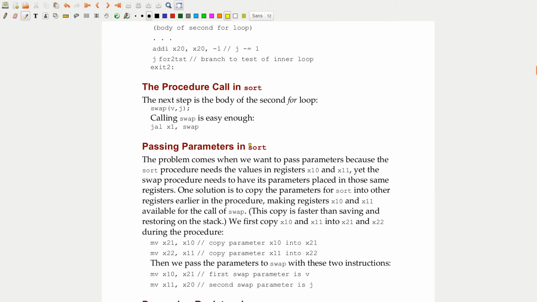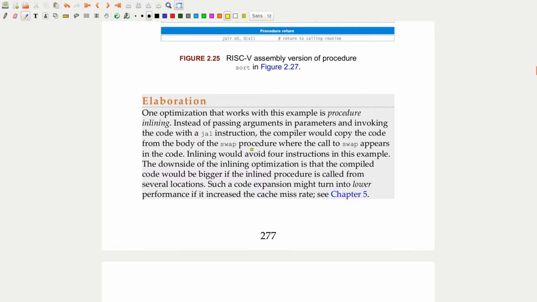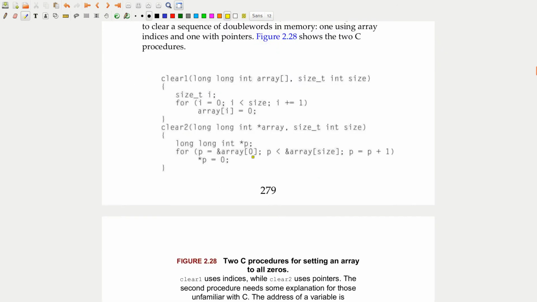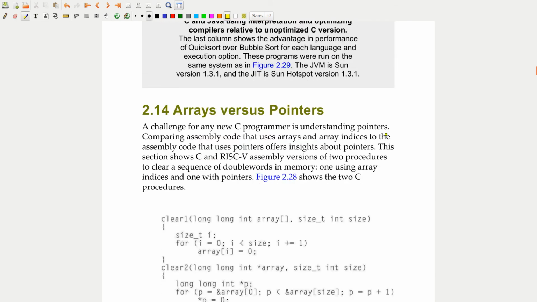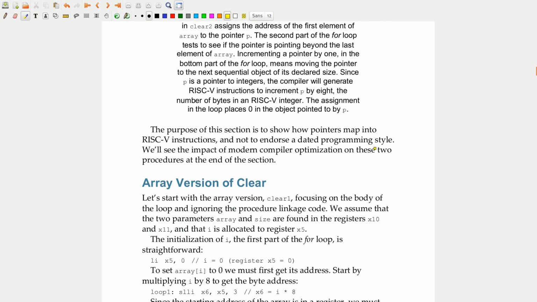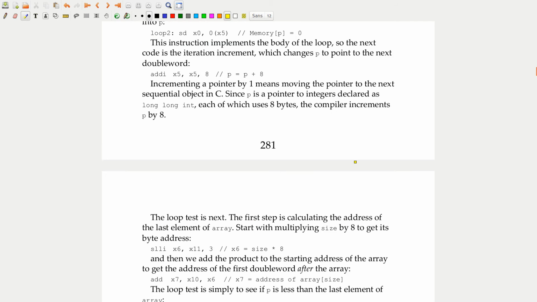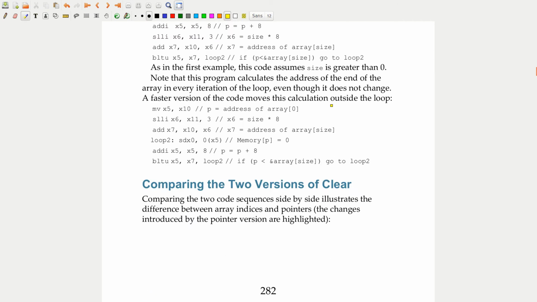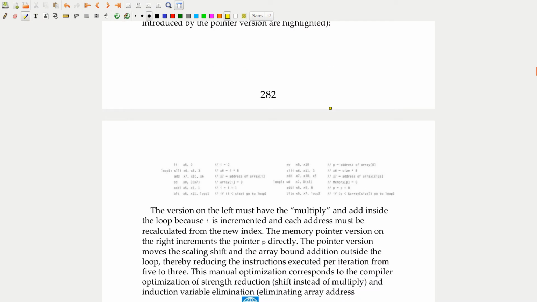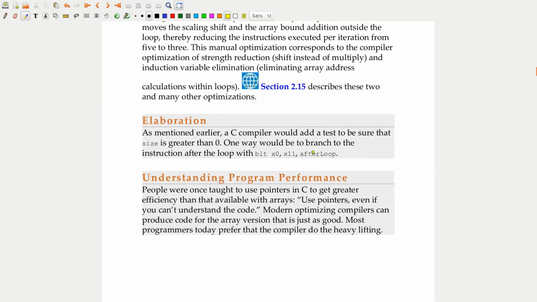So it looks like we've gone through all of chapter 2. The rest are mainly examples and some arrays versus pointers. These are mainly just the applications of all the topics that we learned across this chapter. This is chapter 2 of Computer Organization and Design: A Hardware-Software Approach using the RISC-V instruction set.